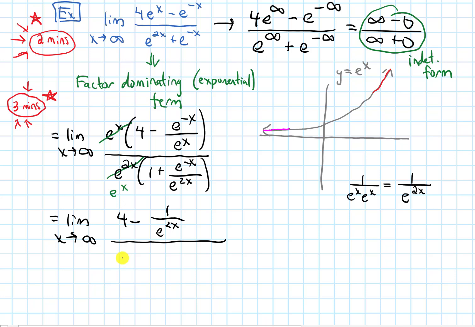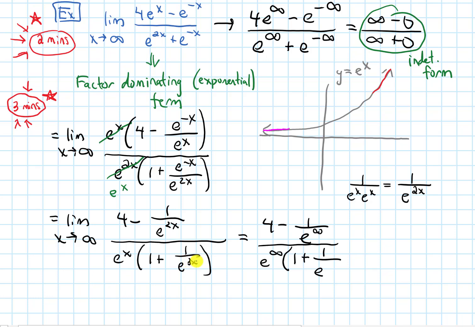On the denominator, I have the e to the x factored out, times 1 plus. If I bring this e to the negative x to the bottom, and I combine it with e to the 2x, we'll get 1 over e to the 3x. All right, now let's try plugging in. We will get 4 minus 1 over e to the 2 times infinity is just infinity. On the bottom, I get e to the infinity. And then times 1 plus 1 over e to the 3 times infinity is still just infinity.